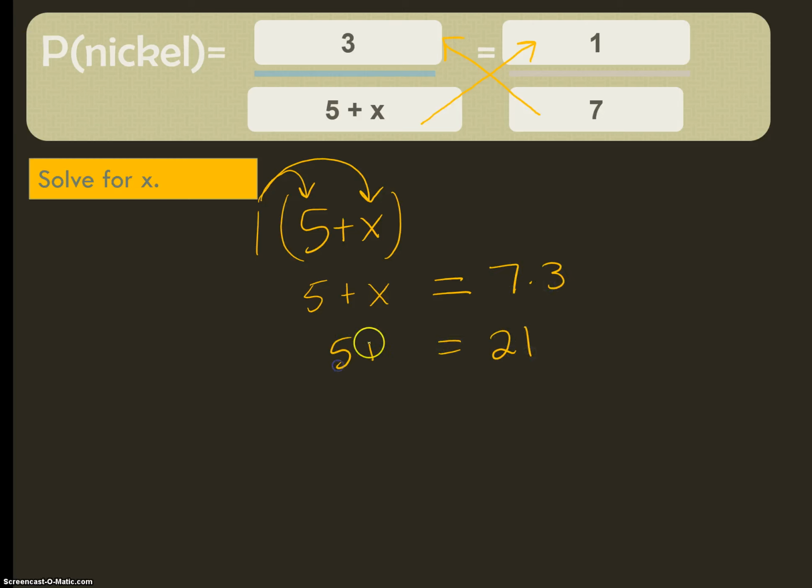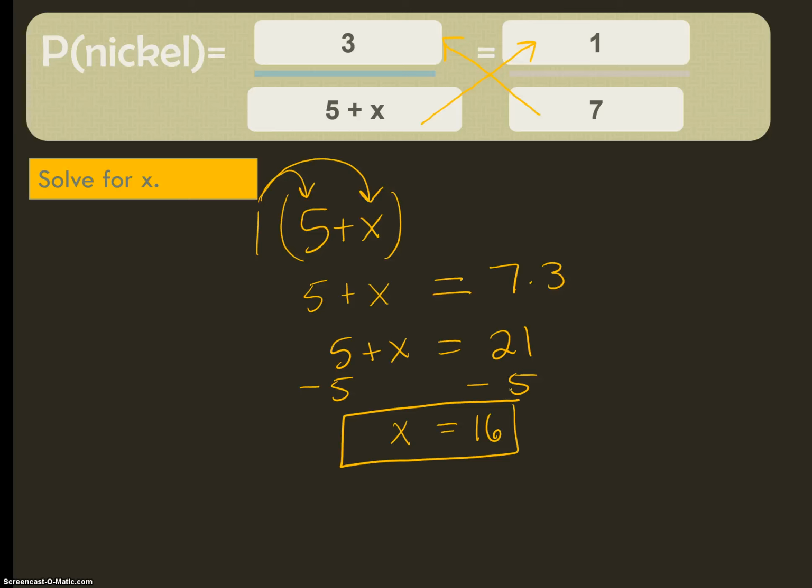So now you have what we like to call a squiggle problem. We just have to balance this equation to isolate our variable. So I subtract 5 from both sides, and I get 16. So I would need to add 16 pennies for my probability of drawing a nickel to be 1/7. So 16 would be my answer.